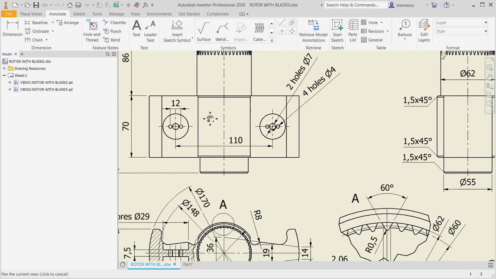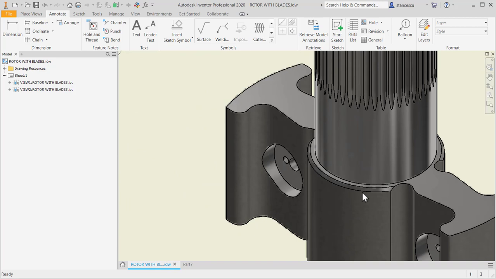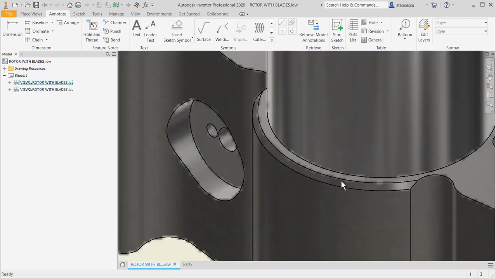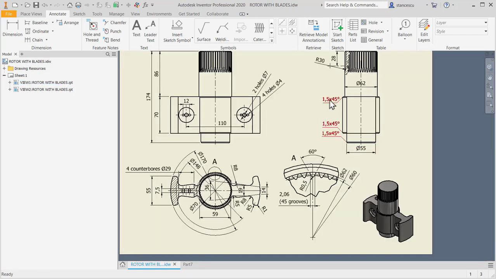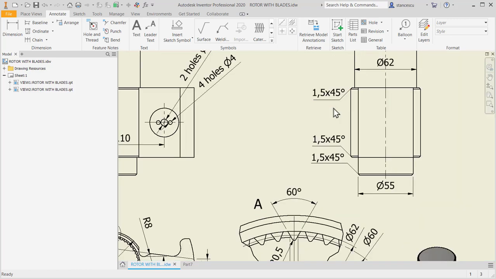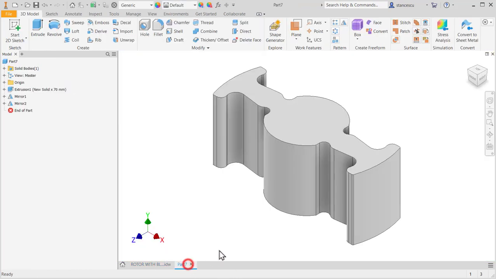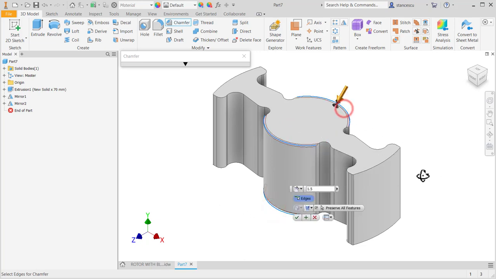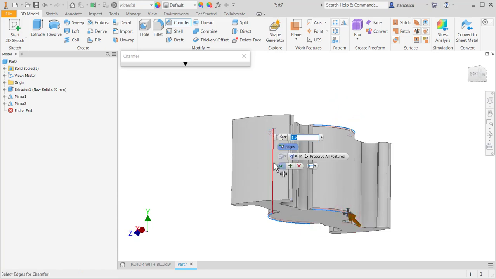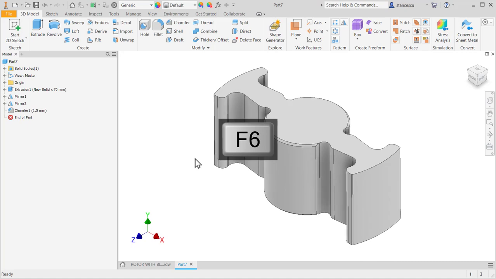We can see now that there is a chamfer only on these segments of the contour, and the dimension is 1.5 at 45 degrees. Let's apply to be sure that this operation is consumed to all the 4 edges. Good.